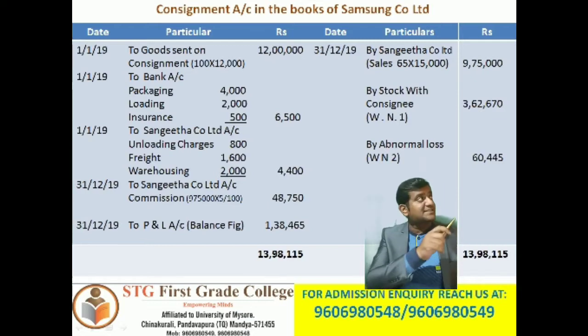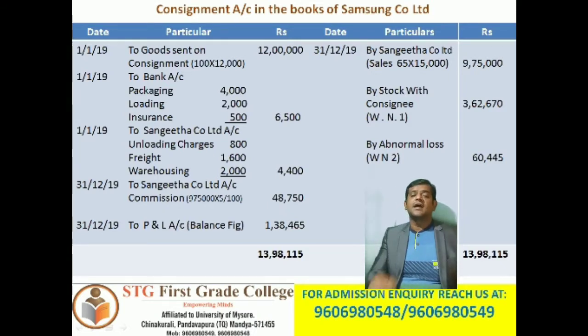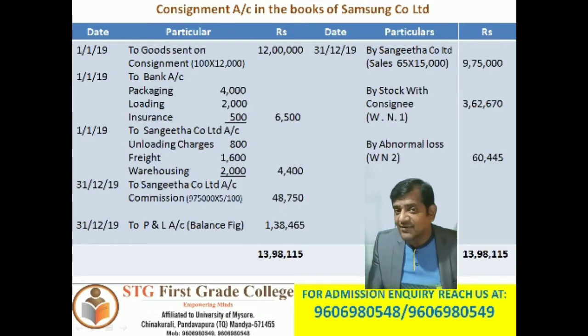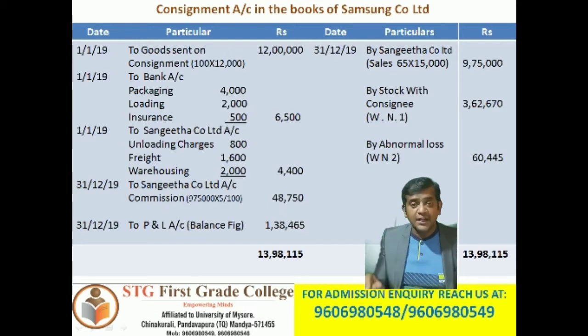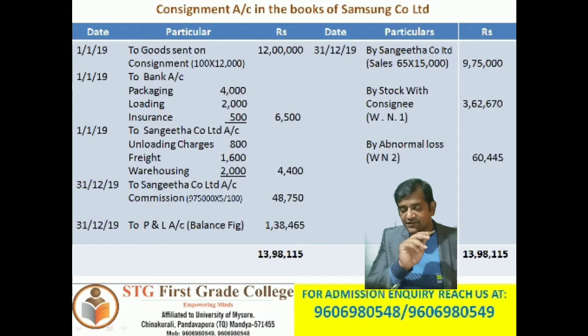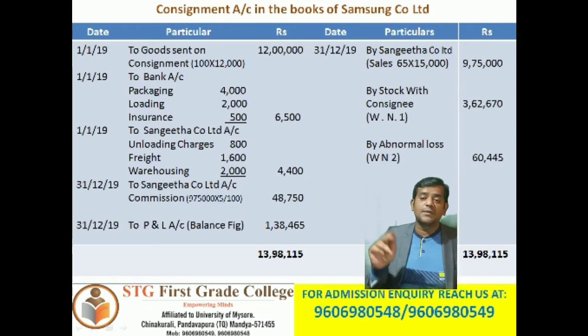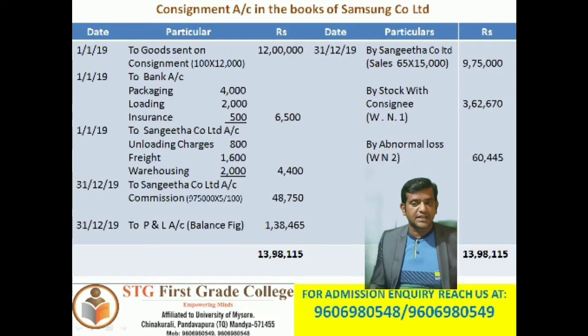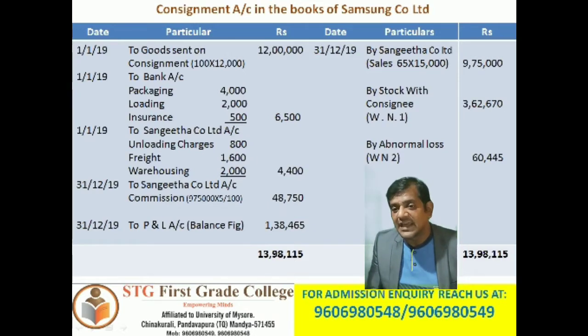So go to the credit side of Sangeeta Company Limited account. So write the date 31/12/2019, by Sangeeta Company Limited. So in a bracket make a note: sales. So how many mobiles sold by Sangeeta Company Limited? 65 mobiles. So take a note 65 into, at what price have those mobiles been sold? 15,000 rupees each, right? So 65 into 15,000, outer column 9,75,000. Okay. So now we got to know the sales.